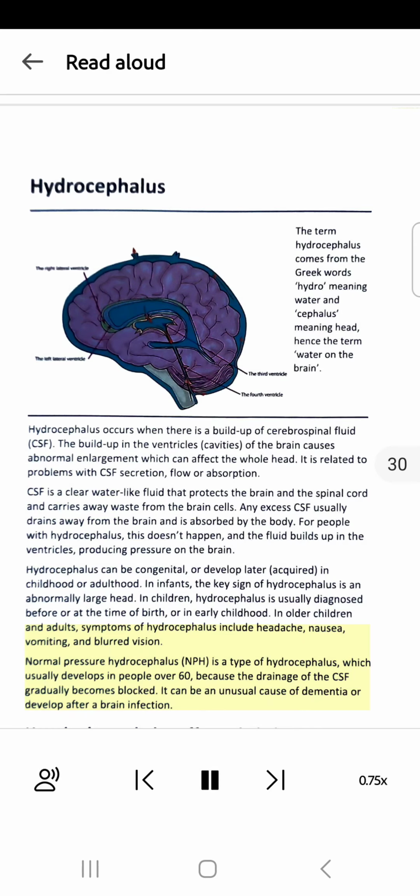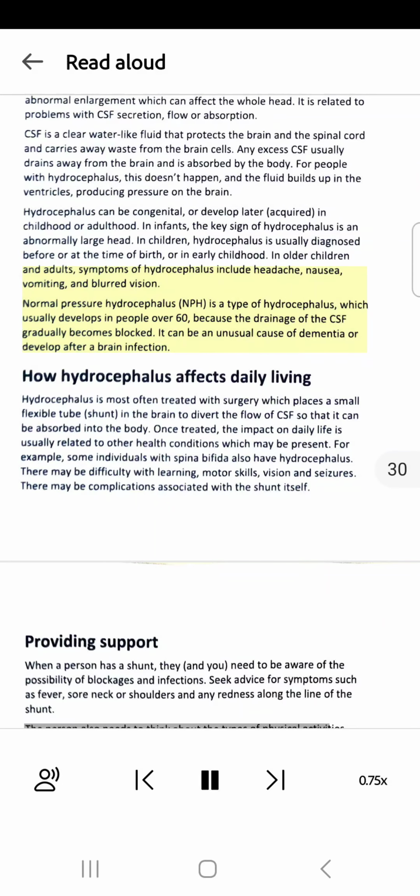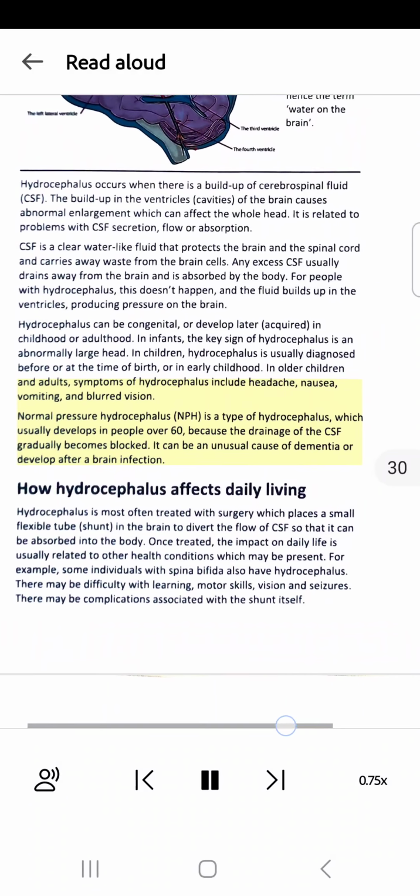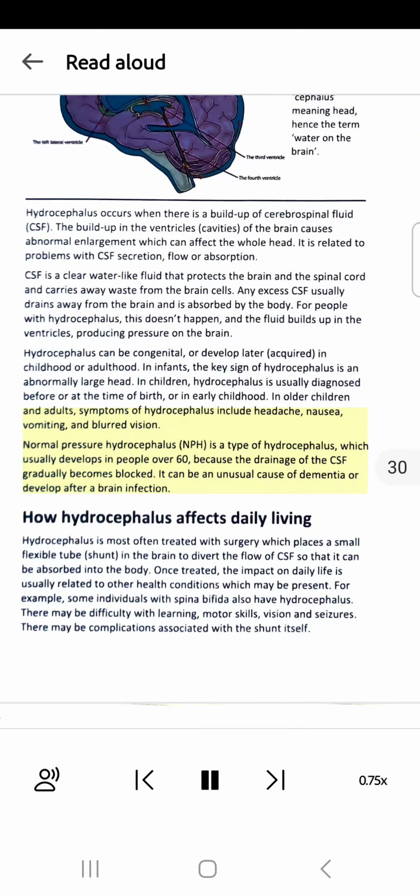Normal pressure hydrocephalus (NPH) is a type of hydrocephalus, which usually develops in people over 60, because the drainage of the CSF gradually becomes blocked. It can be an unusual cause of dementia or develop after a brain infection.